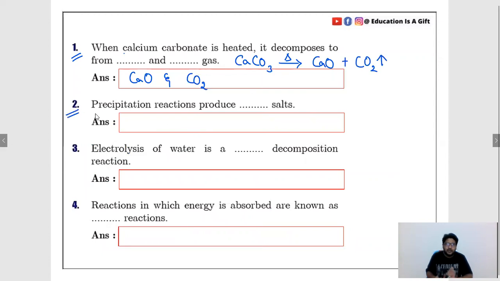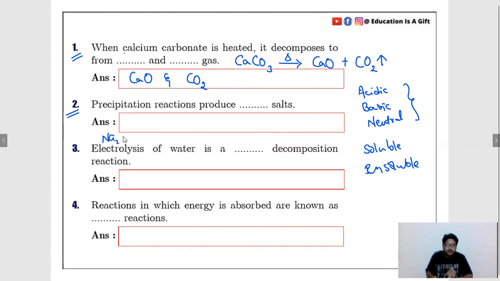Number two. Precipitation reaction produce dash salts. Guys, we have different types of salts, like acidic salt, basic salt, neutral salt. But here they asked precipitation reaction produce dash salts. We should not write any one from these three. We have to go again to two salts, soluble salt and insoluble salt. Salt which is soluble, we can call it soluble, and salt which is insoluble, we can call insoluble. Here, let us take one example.